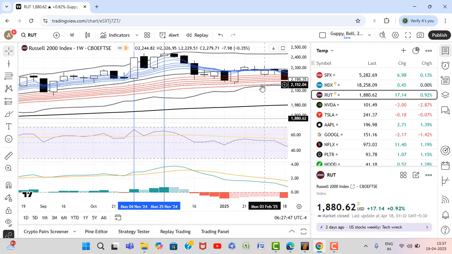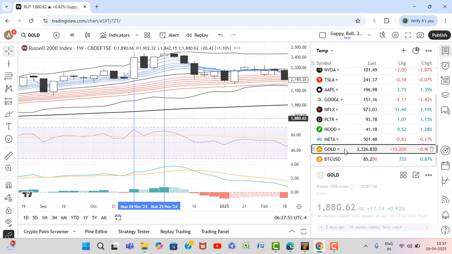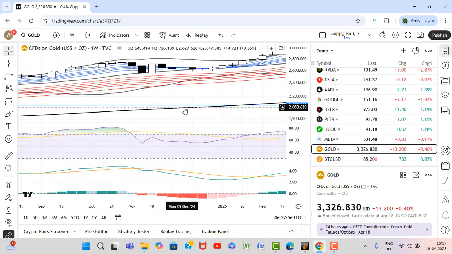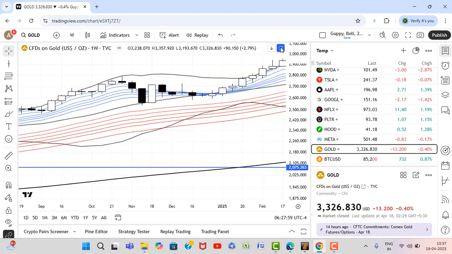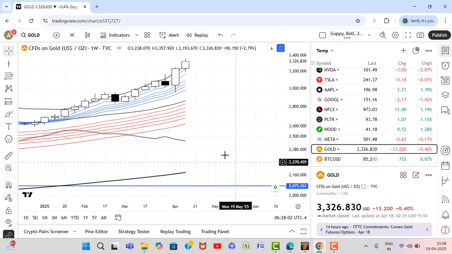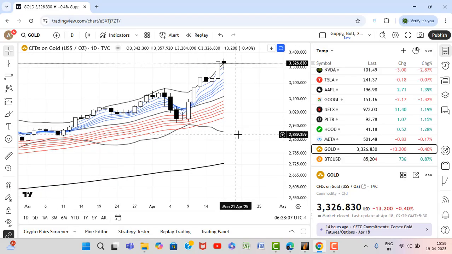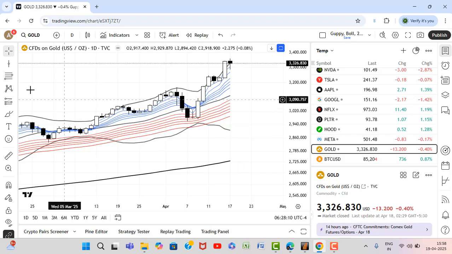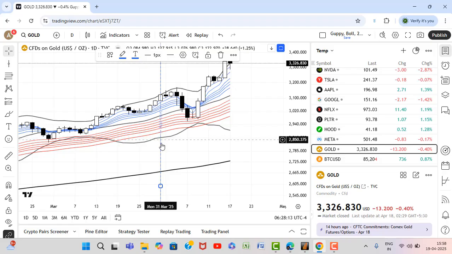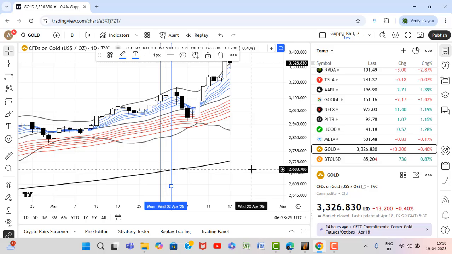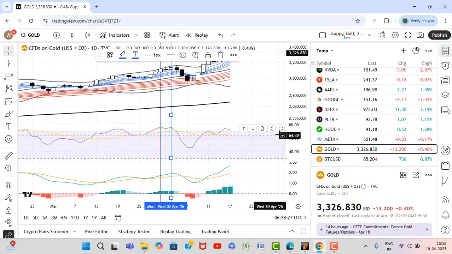We can see it on dailies also, but the principle is the same. Let's see gold again, and let's see dailies in gold, the recent fall. This is on Monday, March 31, 2025, and this is March 31 and April 02, 2025.